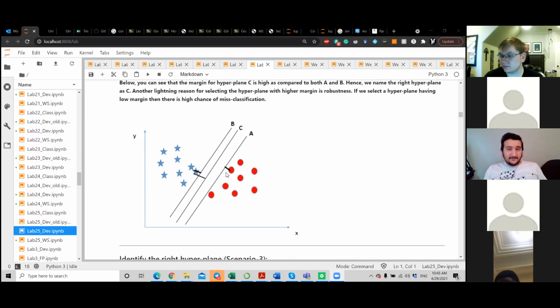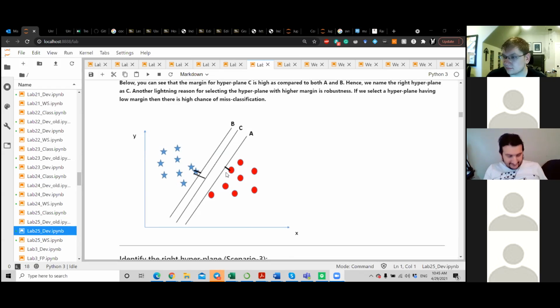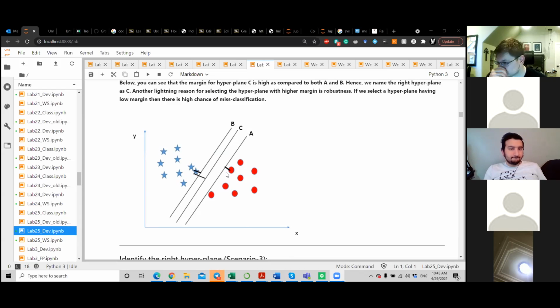Do we all agree on this? What you're saying is that what makes C a better hyperplane is that it has more room for error. Exactly. As a margin, because let's say if A was it and then we have a dot, let's say A cut through, that wouldn't be good. But we see we have confidence. Exactly. You are absolutely right.